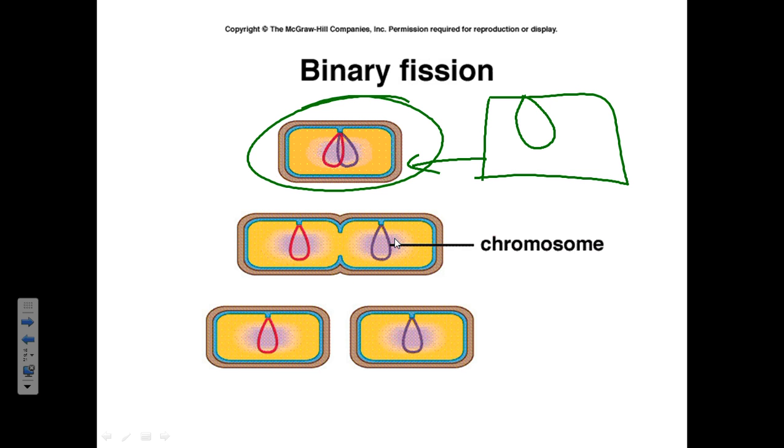The cell grows. This copy of the chromosome moves this way. This one moves this way. Until eventually it splits in half. We've got two bacteria that are genetically identical. How long do you think that takes? Sometimes 20 to 30 minutes.